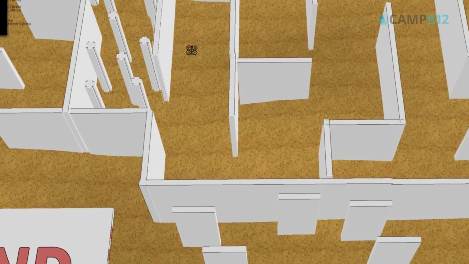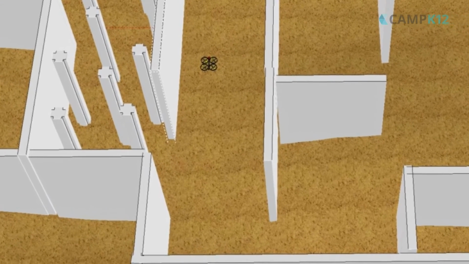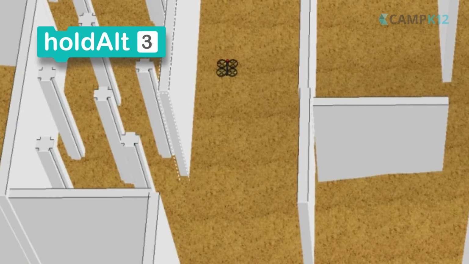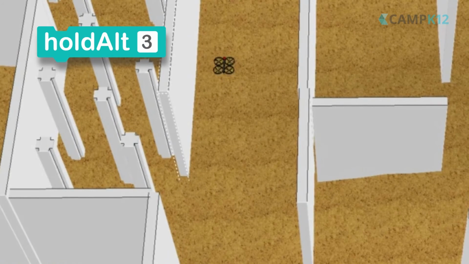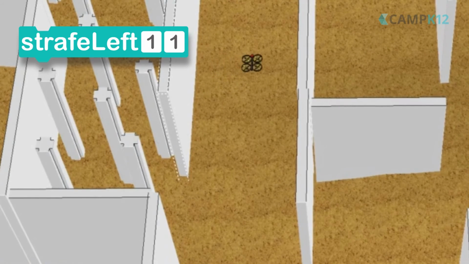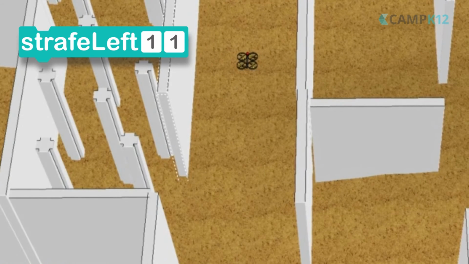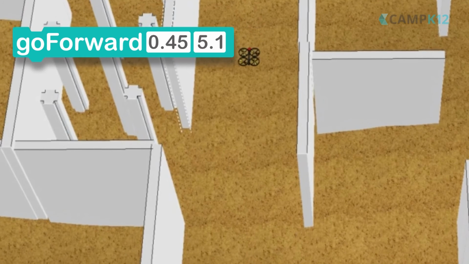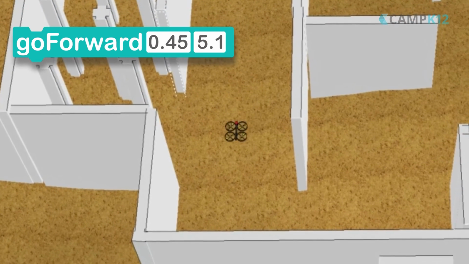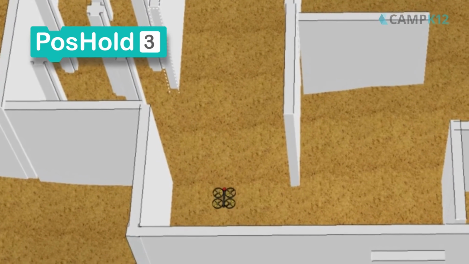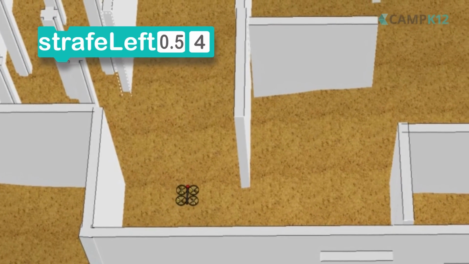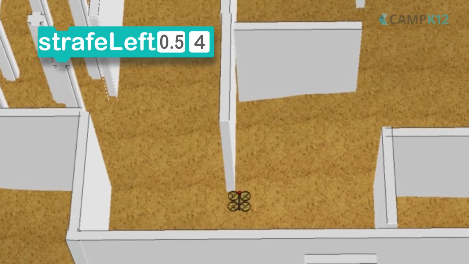Now we're going to go for a more complicated course, the maze. In this, we start the simulation. The quad rises up, holds its altitude, moves to the right to center it in the maze, holds its altitude again, begins to move forward, holds its position so it can stop moving, moves to the right once more, to get around the corner.